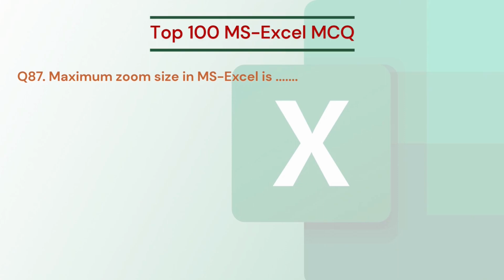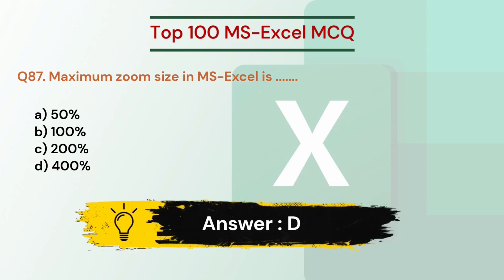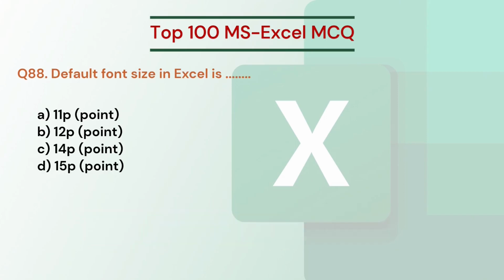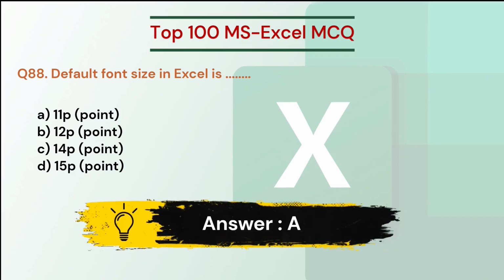10%. Maximum zoom size in MS-Excel is A. 50%. B. 100%. C. 200%. D. 400%. Correct answer is D. 400%. Default font size in Excel is A. 11 point. B. 12 point. C. 14 point. D. 15 point. Correct answer is A. 11 point.